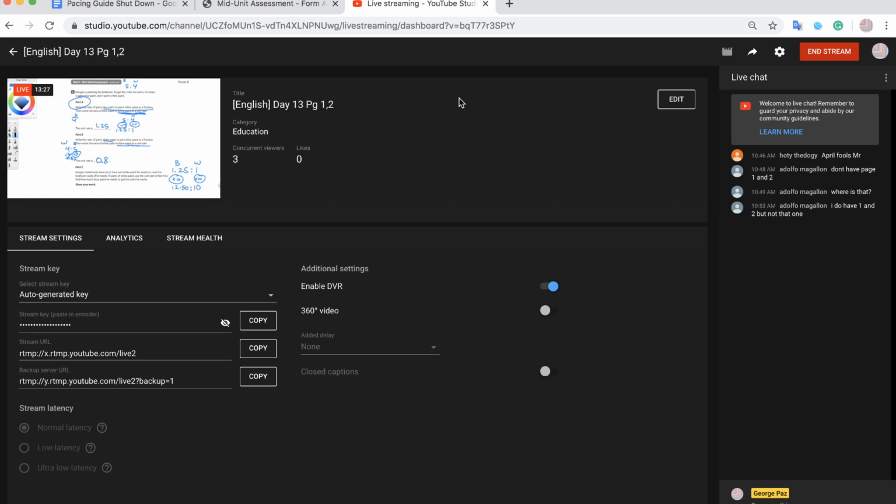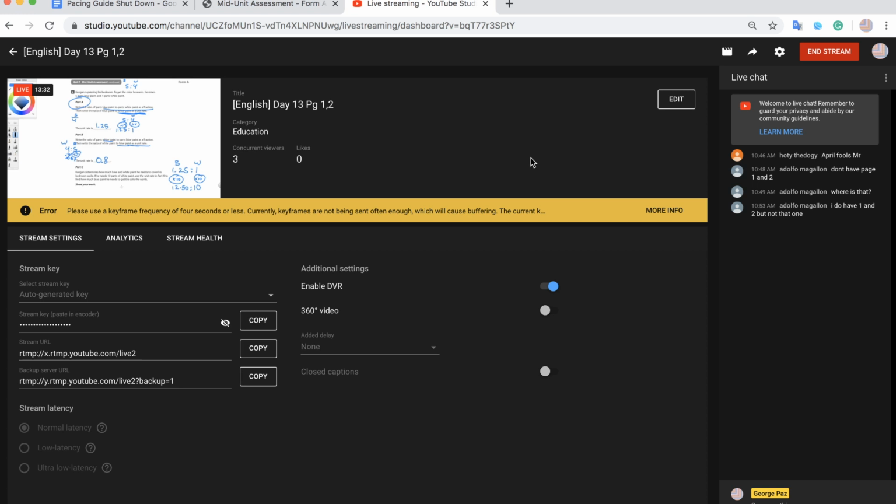April Fool's Mister, don't have page 1 and 2. Where is that at? I do have 1 and 2, but not that one. Oh yeah, these are not the pages. They should look like these pages. I'll send you guys a text message with the pictures of the unit assessment if you guys need them.